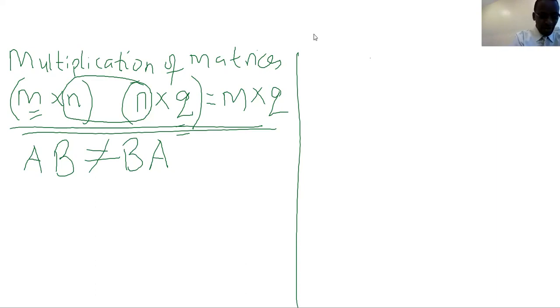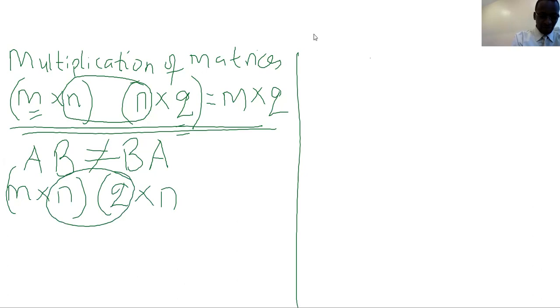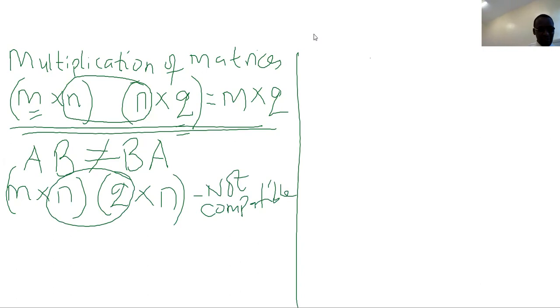For example, if I have two matrices here, the first of order m by n, and I want to multiply with another one of order q by n, you see, these ones are not the same. So they are not compatible. Simply not compatible for multiplication. I want to write a few matrices and you tell me whether they are compatible for multiplication.